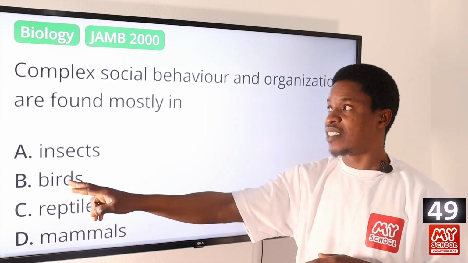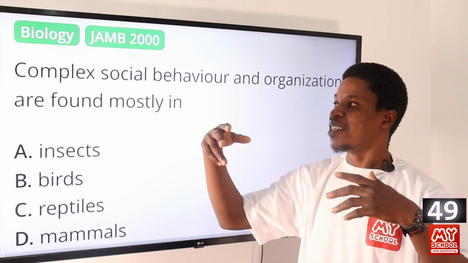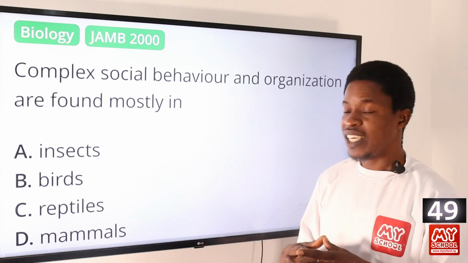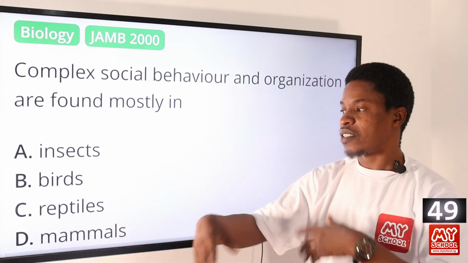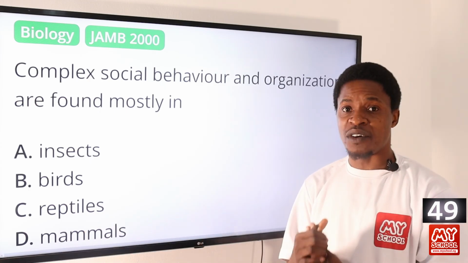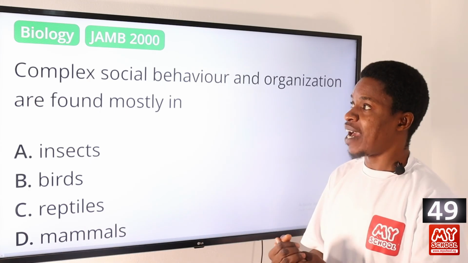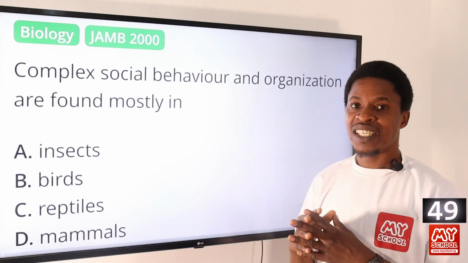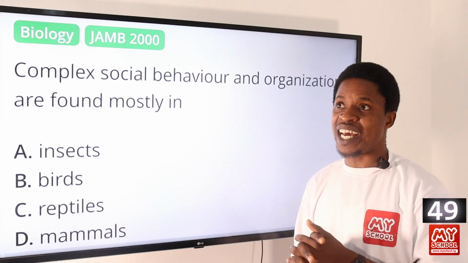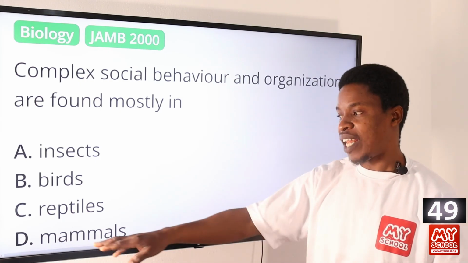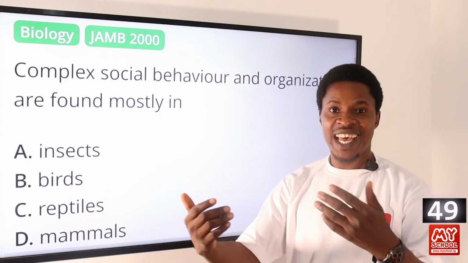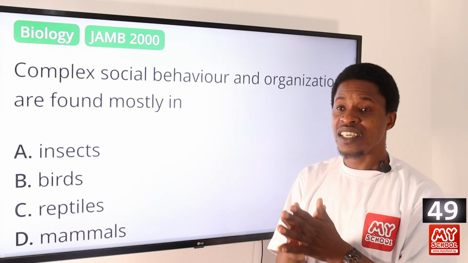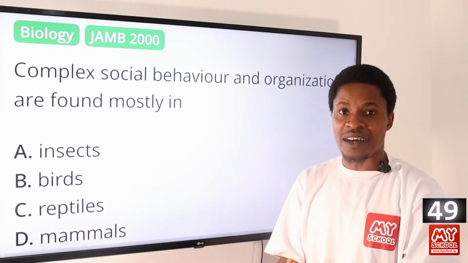Option B, we have birds. Even birds could have social behavior, but they don't have complex social behavior. We have reptiles, animals that live on land. Yes, they might also have some social behavior, but the type of organization is not complex. Compared to the last one, mammals, where I actually fall in. When you talk about having a complex social behavior, mammals are there.